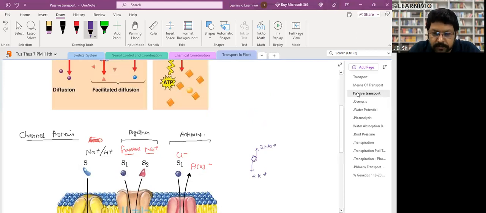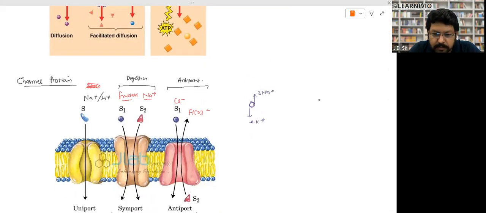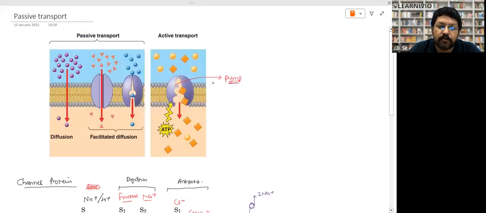Sir, the channel protein and pump are different? Yes, channel protein and pump. Look, the term pump is used for those proteins where it is active transport, and normally passive transport is done only through channel proteins. So pumps are a special type of channel protein which transports substances actively. Clear? Yes, sir. Exactly, active transport.